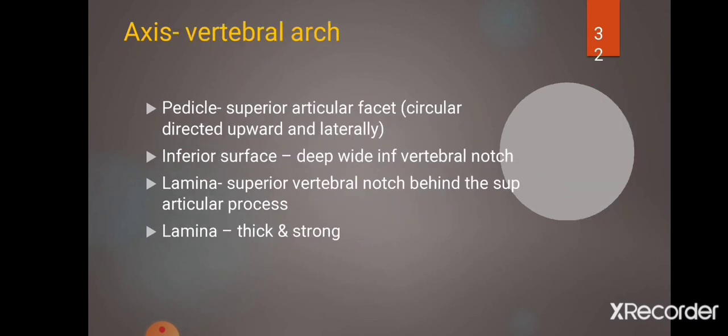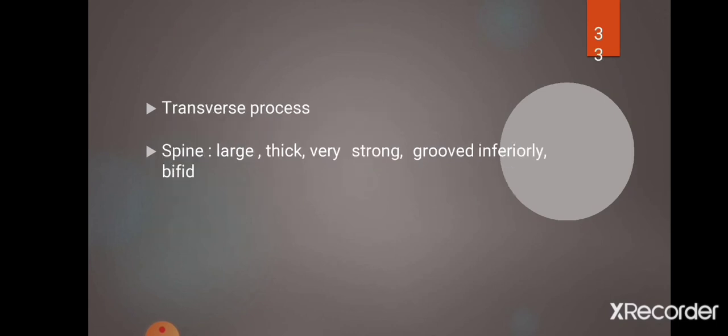Now the axis vertebral arch has the pedicle, and the superior articular facet is circular, directed upwards and laterally. The inferior surface has a deep, wide inferior vertebral notch. The lamina has the superior vertebral notch behind the superior articular process, and it is thick and strong. It has a transverse process having the foramen transversarium, and the spine is thick, large, very strong, grooved inferiorly and bifid.